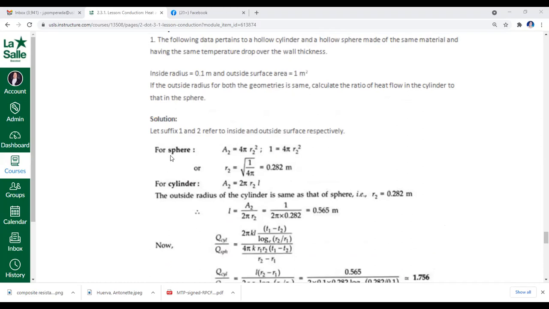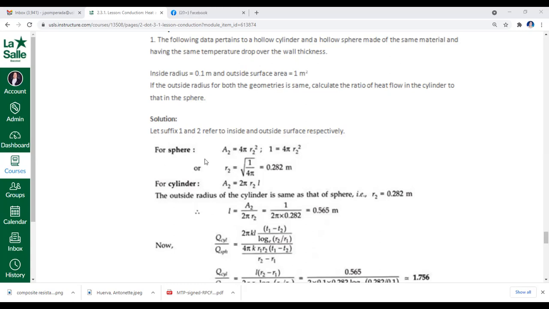That is determining the outer radius of the sphere, knowing that the outer radius of your cylinder will be the same as that. Now, question: why will you have to start working your way on the surface area of the sphere? It's because for the sphere, you're only needing the radius so that you will get the surface area. You won't be needing the length. In the case of the cylinder, you will be needing both.